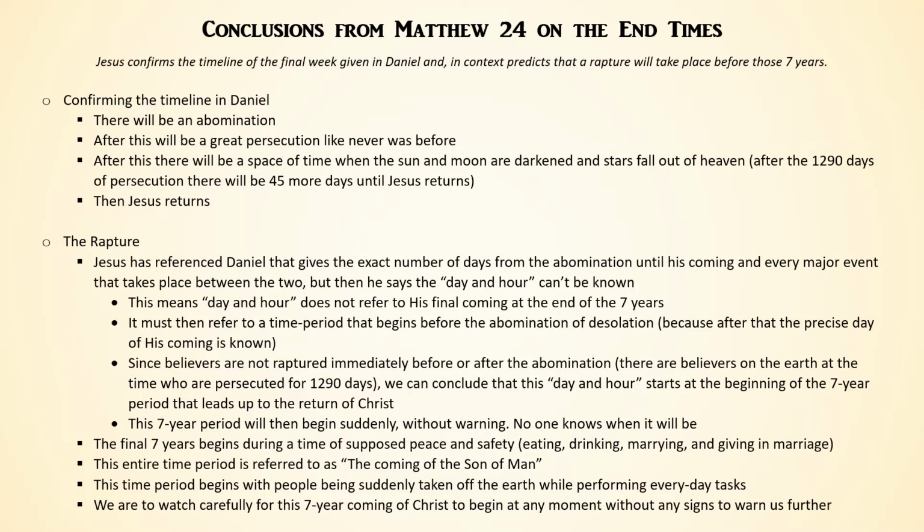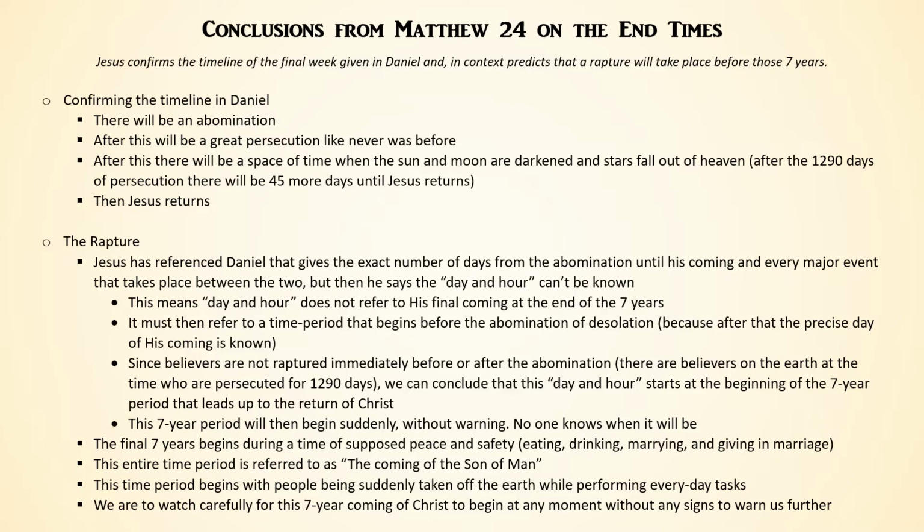There's a conclusion that we can also draw from Jesus' teaching. All right, we also know that the final 7 years begins during a time of supposed peace and safety, where they're eating, drinking, marrying, and giving in marriage. And the entire time period Jesus refers to as the coming of the Son of Man. He said, when this starts, so shall the coming of the Son of Man be. So the beginning of that 7 years kicks off the coming of the Son of Man. The whole 7 years can rightly be referred to, and is referred to, I will argue, in Matthew 24 as the coming of the Son of Man, all 7 years.